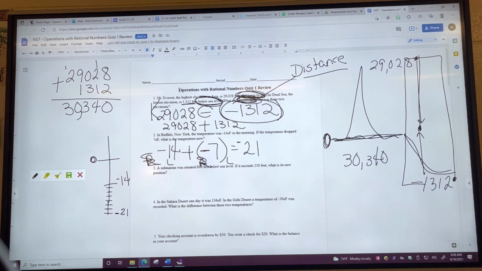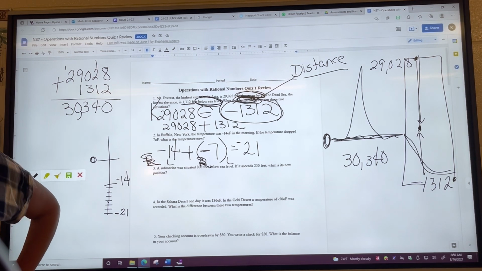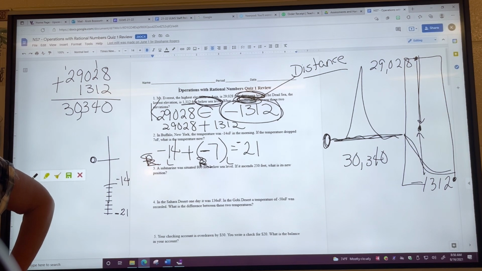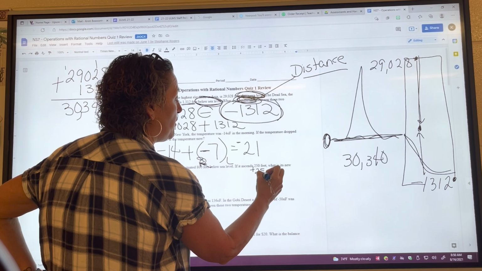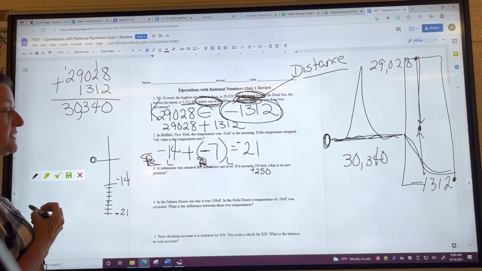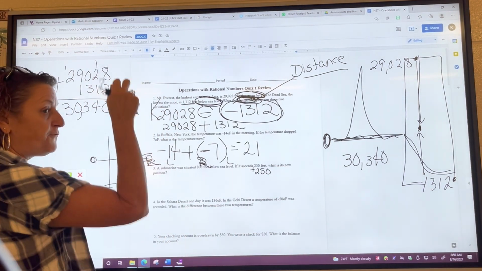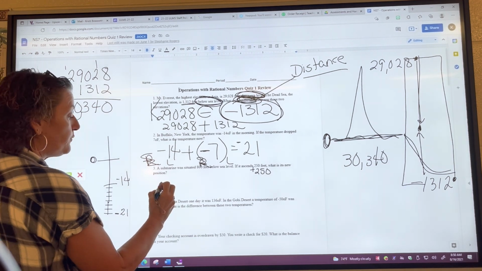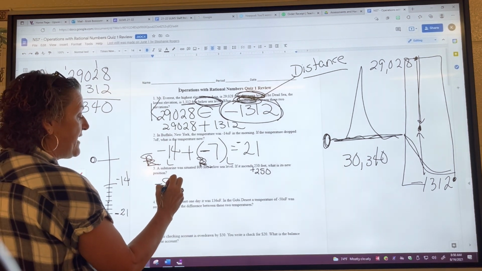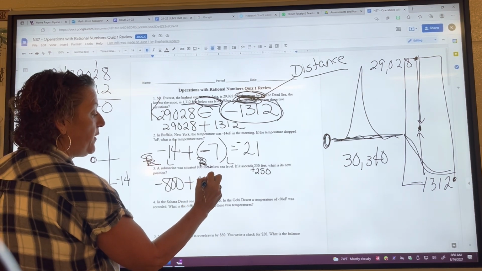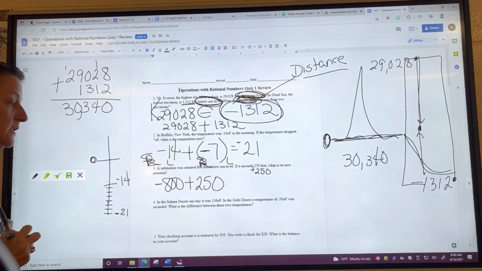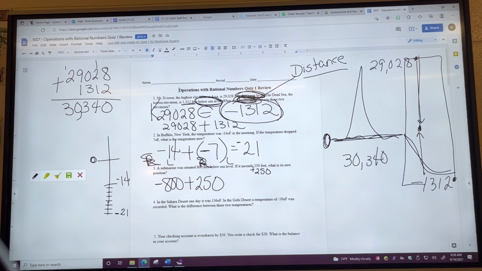A submarine was situated 800 feet below sea level. If it ascends 250 feet, what does the word ascend mean? It means to go up. So that's going to be a positive 250. What is the new position? So it's 800 feet below. It's at negative 800. And it ascends 250 feet. Okay?